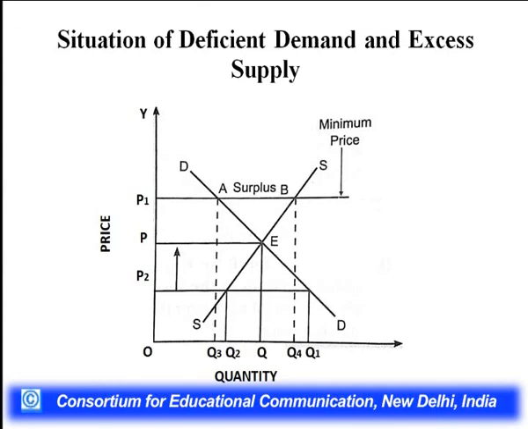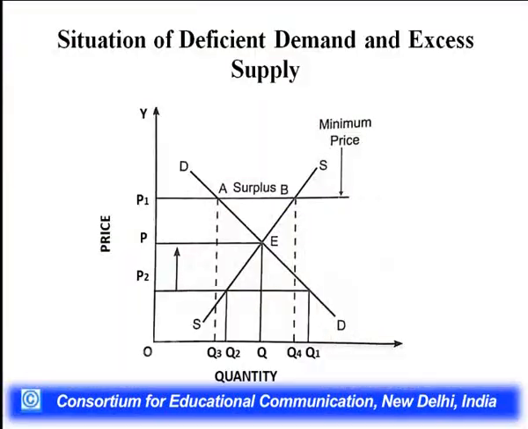Now, suppose that the government has fixed the price of the commodity at OP1, and it is mandated by the government that this is the minimum price. OP1 is the minimum price as per the mandate of the government, and the commodity cannot be sold below this price. Then what would happen?